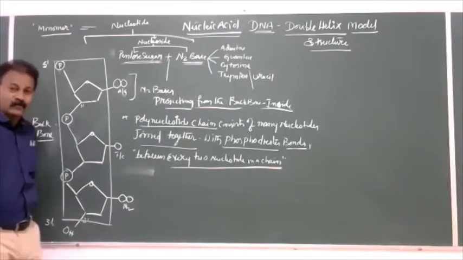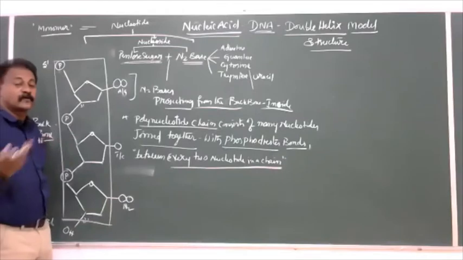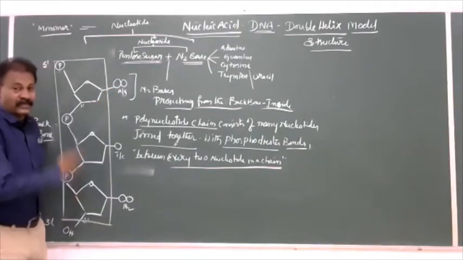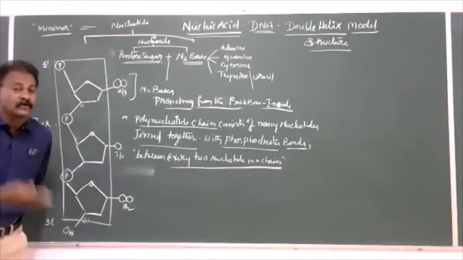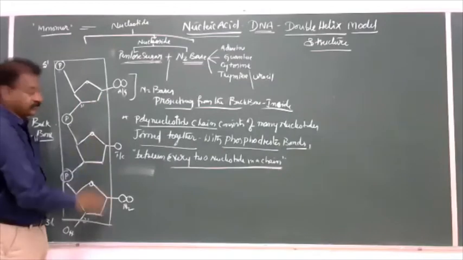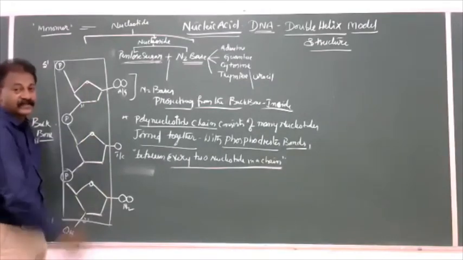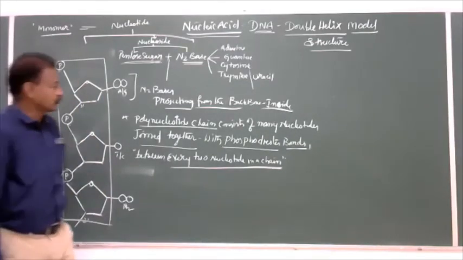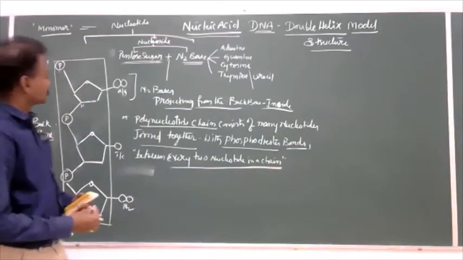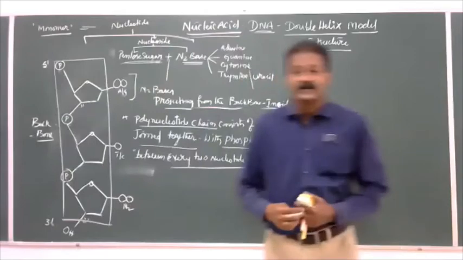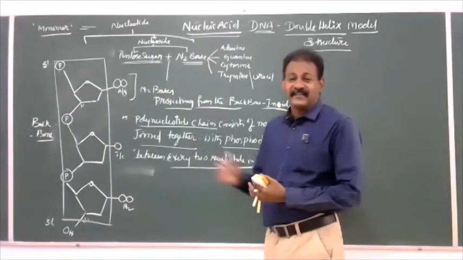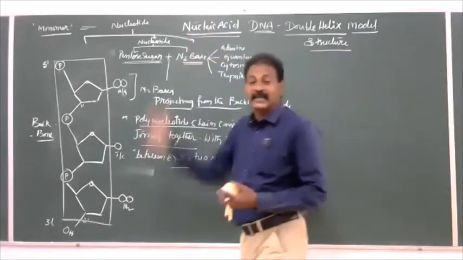How many N-glycosidic bonds? One nucleotide is equal to 1 base, so 1 glycosidic bond. The total number of nucleotides is equal to the total number of N-glycosidic bonds. If 10 are there, 10 bonds. 20 are there, 20. 100 are there, 100 bonds. So, the structure of nucleosides and nucleotides in the form of a polynucleotide chain.